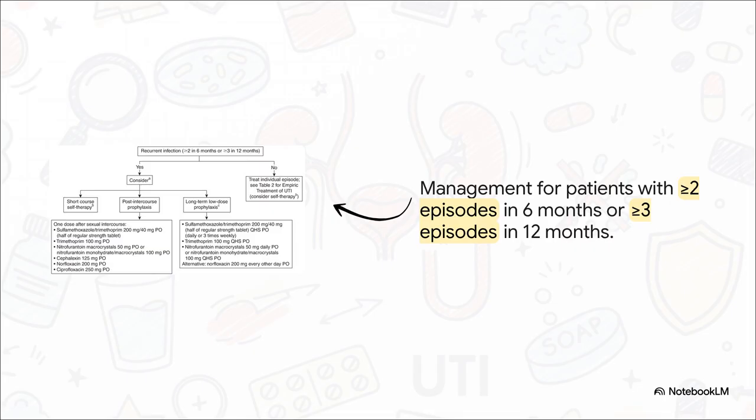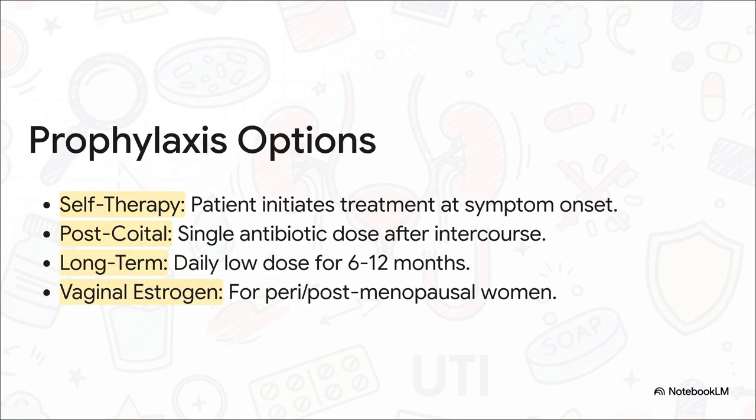If they do, then we start thinking about prevention, about prophylaxis. And the strategy we choose really depends on that patient's specific situation and triggers. So what are our options? Well, for a patient who's reliable and doesn't get infections too often, we can give them a prescription for self-therapy. If the infections are clearly linked to sex, then postcoital prophylaxis, 1 pill after intercourse, is the obvious choice. If they're just happening all the time without a clear trigger, we might have to use long-term, low-dose daily antibiotics. And this is really important. For our peri- and postmenopausal patients, we should always be thinking about vaginal estrogen.